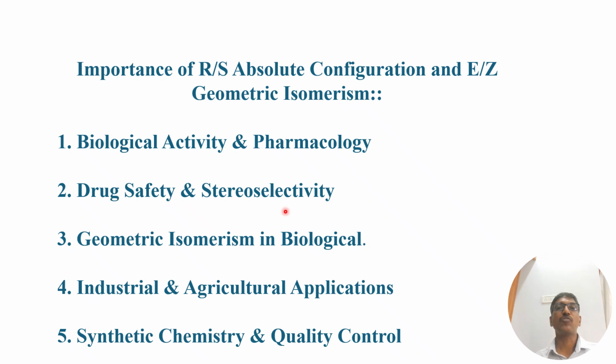When it comes to industrial and agricultural applications, in agrochemicals and material science, E and Z configurations determine the physical properties, stability, and efficacy of compounds such as pesticides, polymers, and dyes, where cis and trans isomers can behave as entirely different substances. Finally, synthetic chemistry and quality control. The accurate determination of both R and S and E and Z configurations is indispensable in asymmetric synthesis and quality control of fine chemicals, ensuring that the correct stereoisomer is produced with high purity, which is a regulatory requirement in the pharmaceutical and clinical industries.